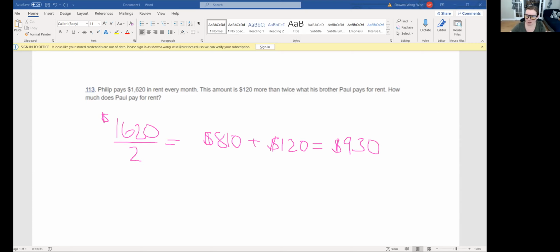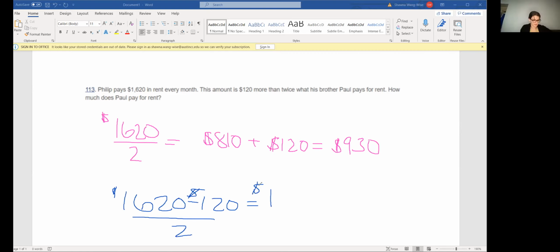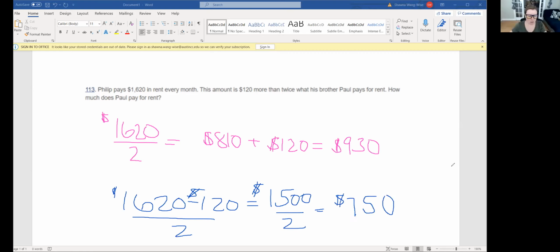Jade, what do you think about this? I did it differently. I'm not sure who's right, but I thought because it said this amount is 120 more than twice what Paul pays, that we were supposed to subtract 120 from 1620, and then I divided it by 2, so I got 750 a month for Paul's rent. So you subtracted, yeah, I'll put the little dollar signs. They're kind of ugly, sorry. And divided by 2. So what do you get when you subtract it? Oh, that was 1500. Okay, over 2, and then that's equal to what? 750. All right. So we have 2 different ways right now.